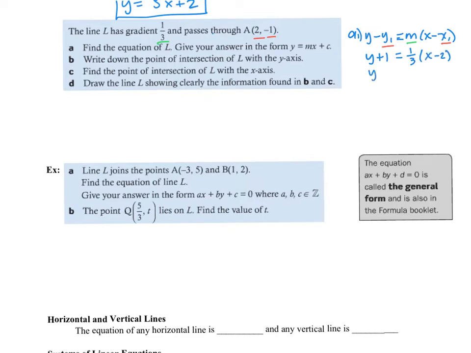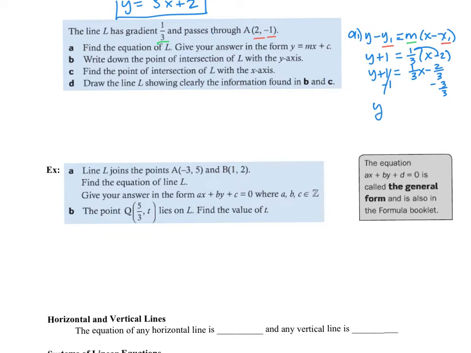So now we just need to solve that for y to get it into the right form. On the right side, I'm going to distribute and get rid of those parentheses. So that would be 1/3 x minus 2/3, okay? And then to solve for y, I need to subtract 1 from both sides, but why don't I write that over here? I'm going to write it as 3/3 since I need to subtract it from 2/3.